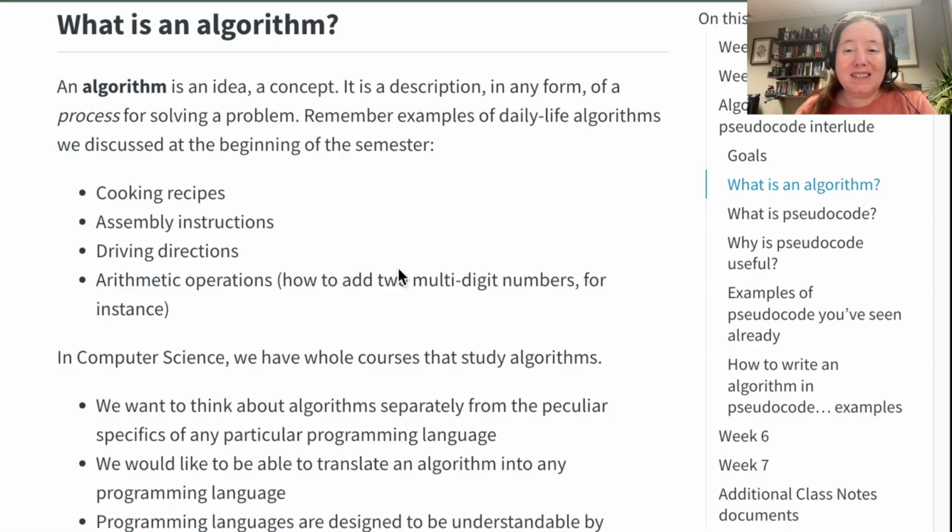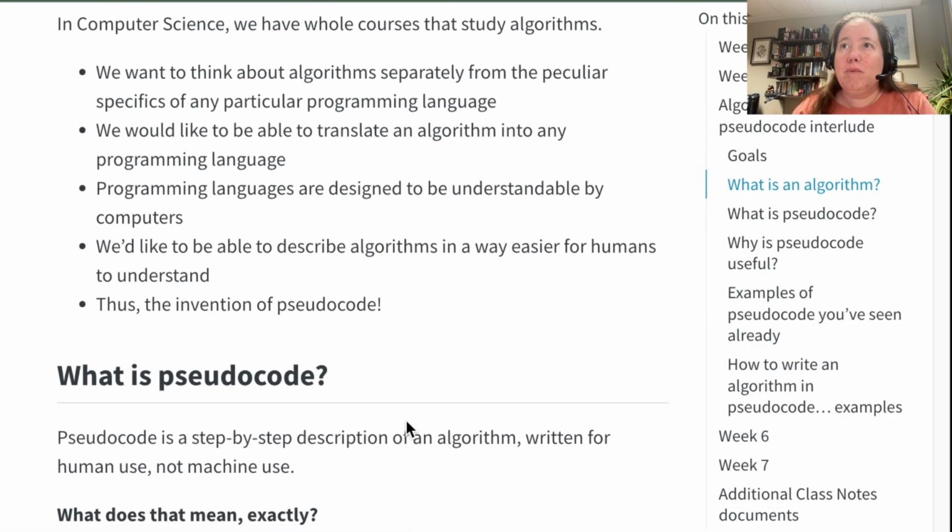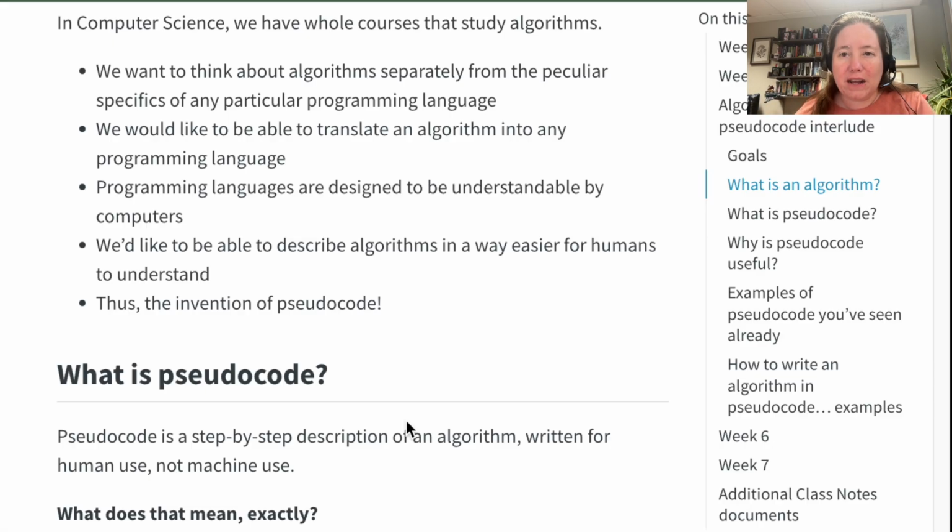So cooking recipes, assembly instructions, how to put together a new chair you just bought at a store, driving directions, so how to get from point A to point B, arithmetic operations that you may have learned back in elementary school, how to add two multi-digit numbers together. There's a process to doing that. You have to do it right or you get the wrong answer. And so we have an algorithm that was taught to you most likely without using that word, for exactly how to do it correctly. All of those are great examples of daily life algorithms. In computer science, we have whole courses that focus on algorithms to solve a wide variety of different problems.